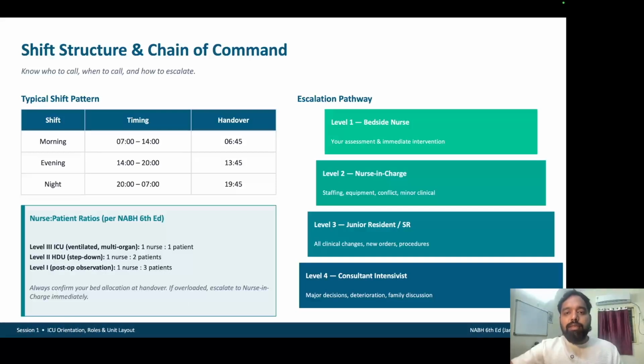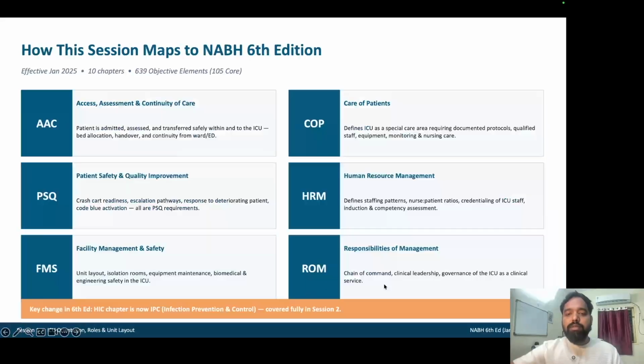Next, the escalation pathway. Level 1, bedside nurse: your assessment and immediate intervention. Level 2, nursing in charge: they handle staffing, equipment, conflict, and minor clinical work as well. Level 3, junior resident or SR: all clinical changes, new orders, and procedures. And level 4, consultant intensivist: major clinical decisions, deterioration assessment, and discussion with the families and decision making.